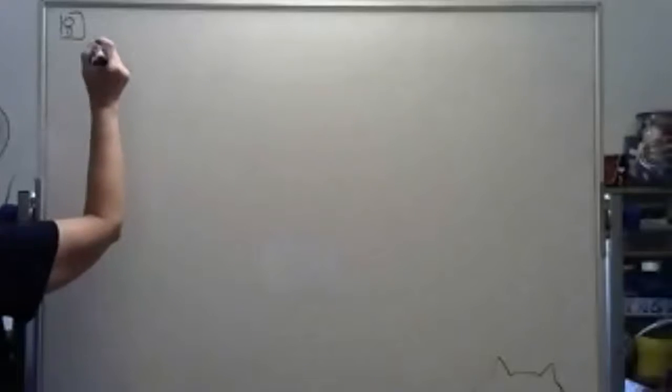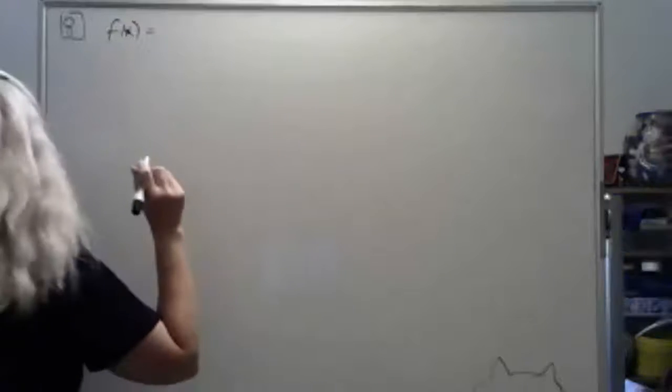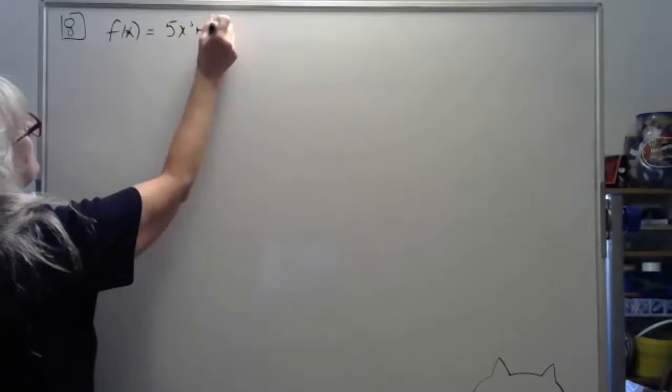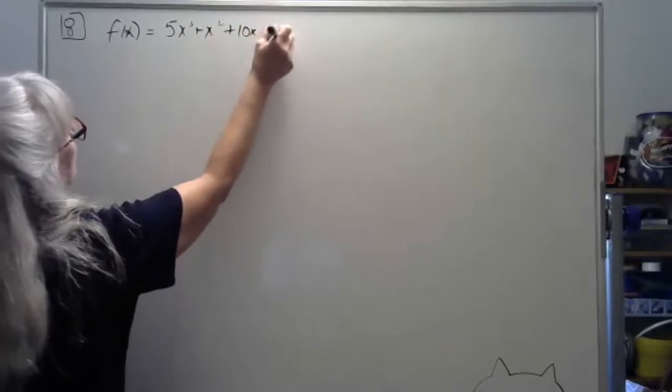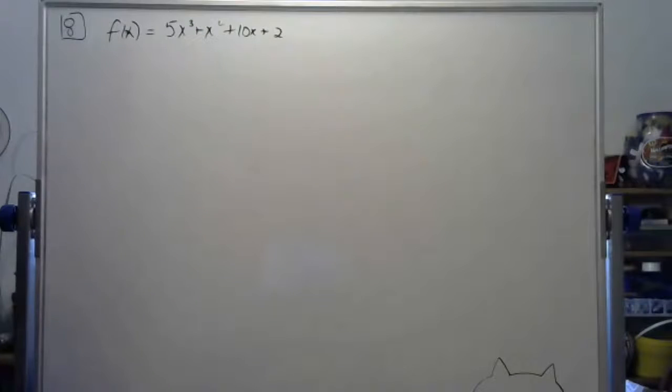So example 8, same directions. This time our polynomial is f of x equals 5x cubed plus x squared plus 10x plus 2. Be really careful when you go to work these, because I'm assuming that you go to paper and do stuff on paper while you're doing the online homework. Make sure you copy things correctly, because I can't tell you how many mistakes are made because you miscopy things.